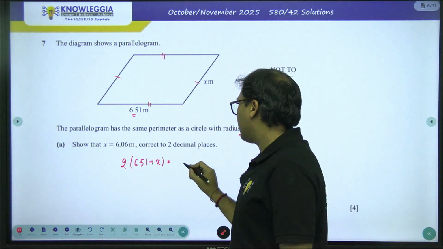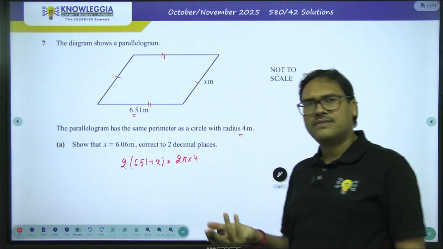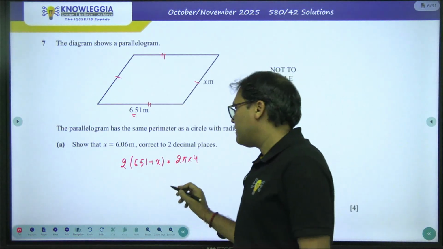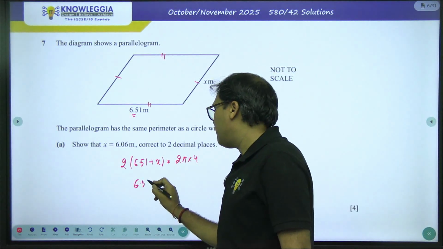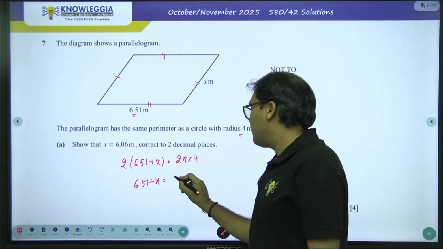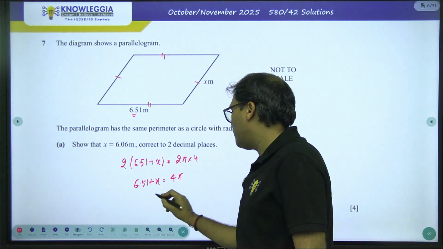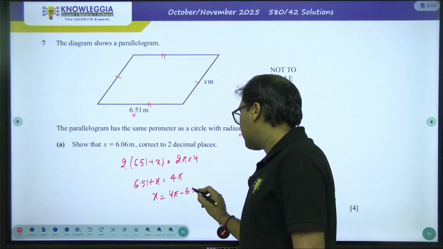What is the perimeter of a circle? 2 pi r. Perimeter is just the circumference, right? So you have to just solve this. 6.51 plus x is equal to, I'll divide by 2 on both sides. This will become 4 pi. So what is x? This will be 4 pi subtracting 6.51.